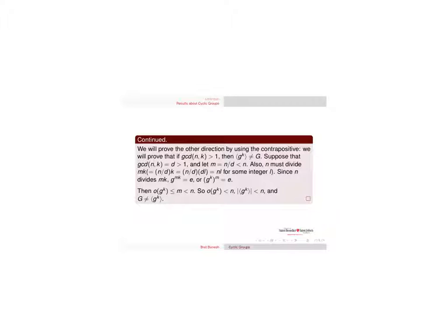So this says that the GCD of n and k is equal to 1 if and only if g to the k generates. But how many k have GCD of n and k equal to 1? For how many k is the GCD of n and k equal to 1? That's exactly the Euler phi function.